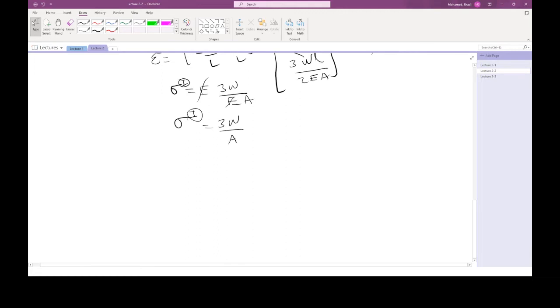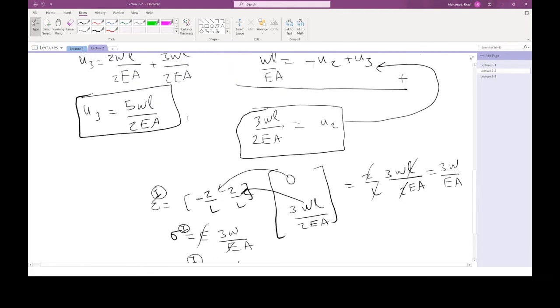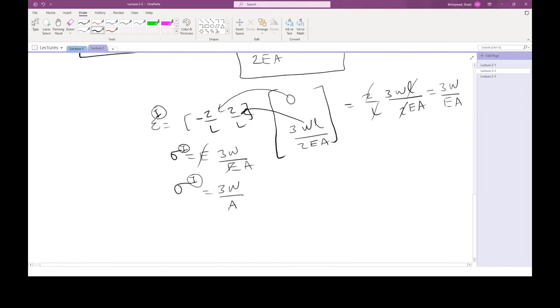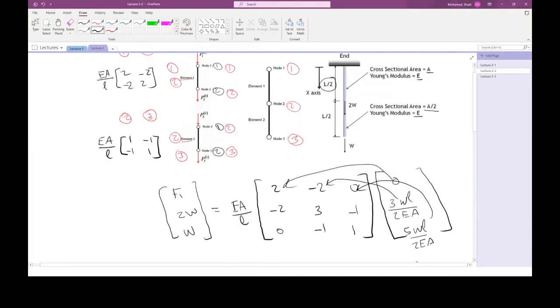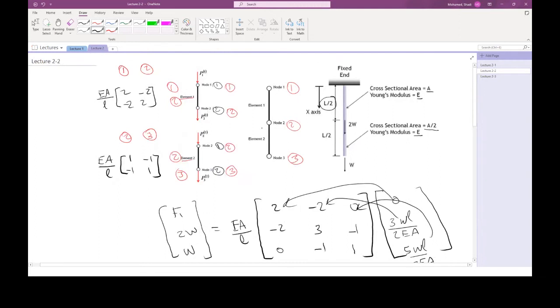I will repeat exactly the same procedure for the second element, just exactly the same expressions. I'll write it down in full, since this is the first example we do for multiple elements. So the strain in the second element is simply going to be minus 1 over L, 1 over L, multiplied again with U1 and U2. This is our second element here. Node number 1 will correspond to U2, and node number 2 will correspond to U3. And the length is again L over 2.